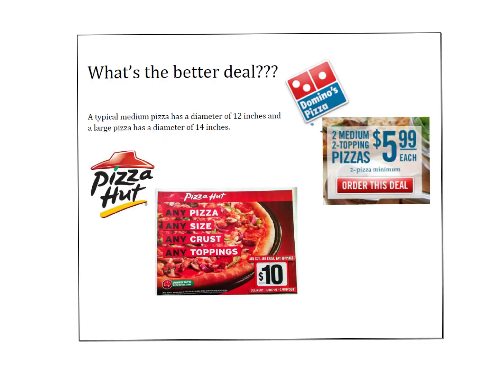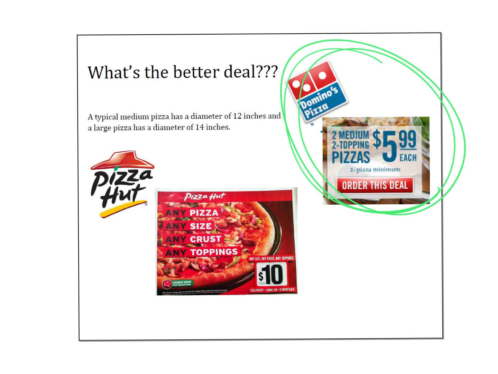Last but not least, let's find out what is the better deal. A typical medium pizza has a diameter of 12 inches, and a large pizza has a diameter of 14 inches. Which one is the better deal? At Domino's, you can get 2 medium, 2 toppings for $5.99, but you have to buy 2. At Pizza Hut, you can get any pizza, any size, any crust, any toppings for $10. That means you can get a large for $10.